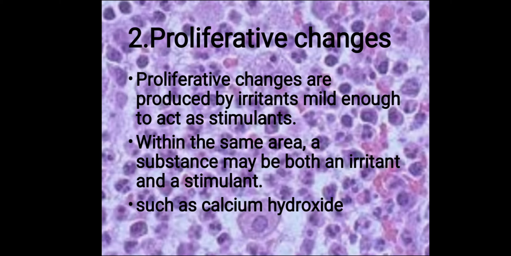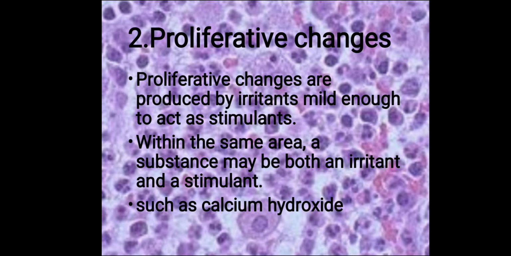Proliferative changes. This is number 2. Tissue changes, as we discussed, following inflammation are either degenerative or proliferative. So these are proliferative changes. This is very interesting. See, proliferative changes are produced by irritants. For sure they are produced by irritants, but those irritants are mild enough to act as stimulants. So, within this same area, a substance may be both an irritant and a stimulant, such as calcium hydroxide.